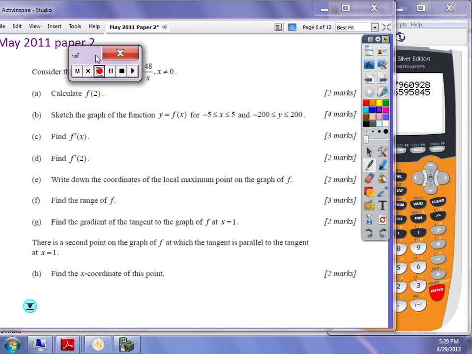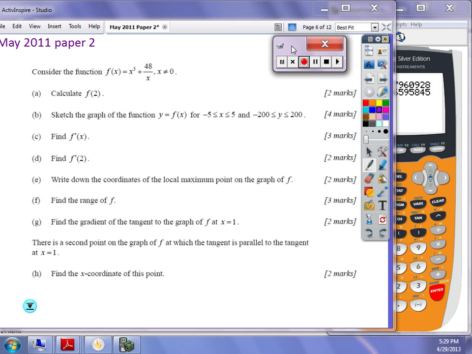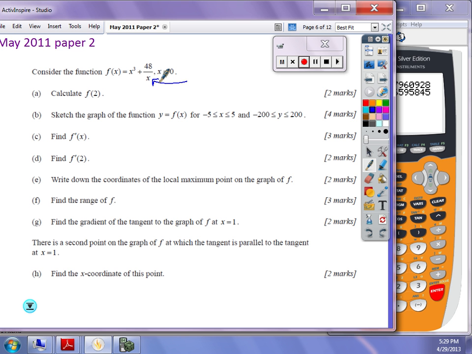This is the May 2011 Paper 2 Problem 3. In this problem, we have a function given, x cubed plus 48 over x, and we're given a domain restriction that x cannot be equal to 0, which makes sense to us. We recognize this function as a rational function, and we know that we can't divide by 0, and it makes sense that x is not allowed to be equal to 0.